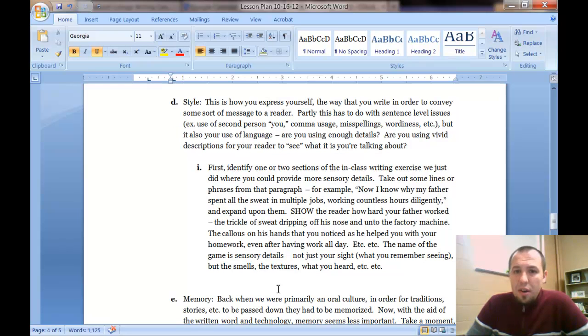Now, style. Again, style is something you tend to worry about perhaps a little bit later on in the drafting or editing or revising process, and all those terms mean slightly different things. But this is really how you express yourself, the way that you write in order to convey some sort of message to a reader. And so yes, it does have to deal with sentence level things and issues, so using second person you, for example, comma usage, whether you use first person, misspellings, wordiness, sure, all that stuff plays into style. But it's also your use of language. So you can think about style again in terms of, am I being descriptive enough?